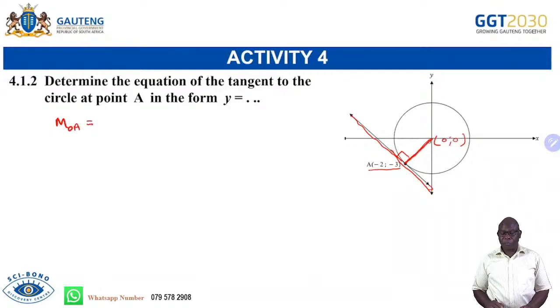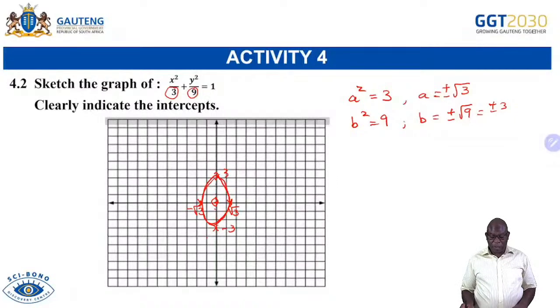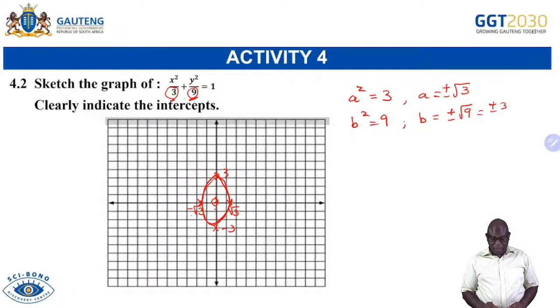So first I'm going to get the gradient of OA, which equals 0 minus -3 over 0 minus -2. So the gradient of that line will be 3 over 2. That is the gradient of OA. So the B value is greater than the A value. Here the square root of 9 is 3, so 3 will be greater than the square root of 3. Do not be confused here, because we know the square root of 9 is 3, but here we need the square root of 3, which is going to be 1,7.